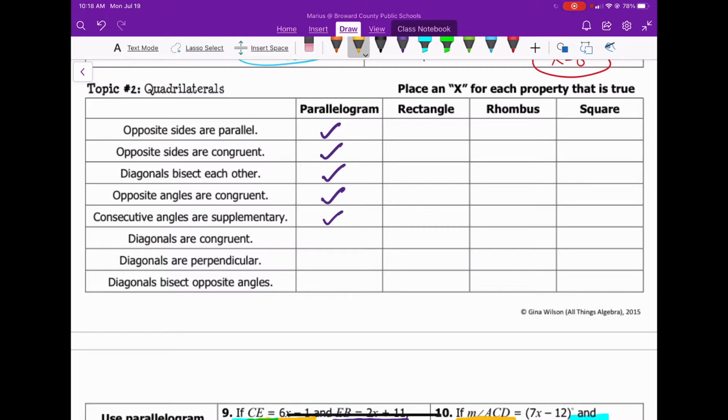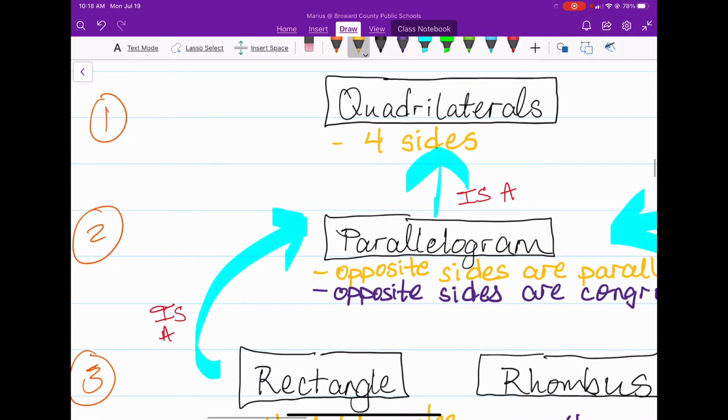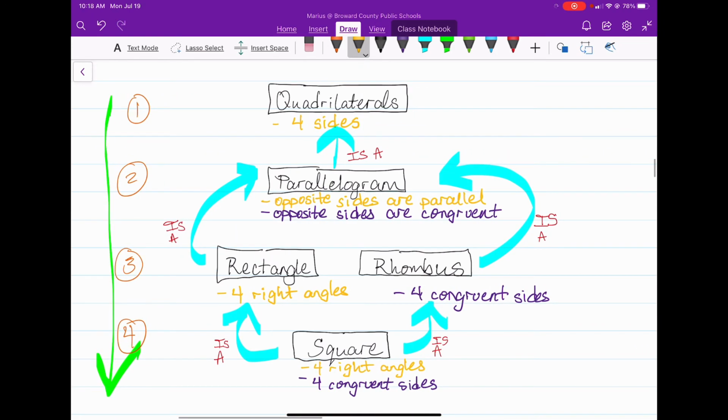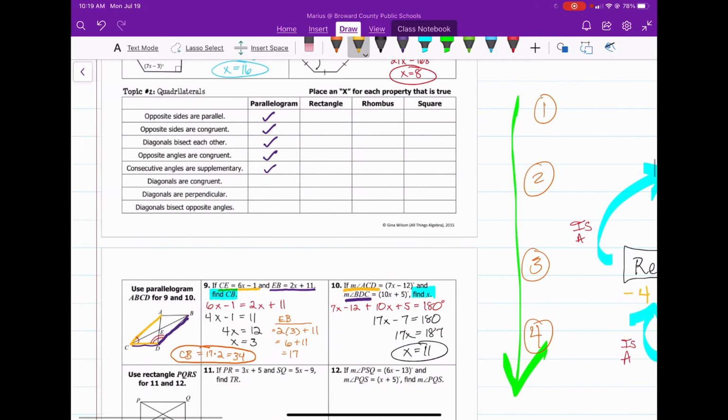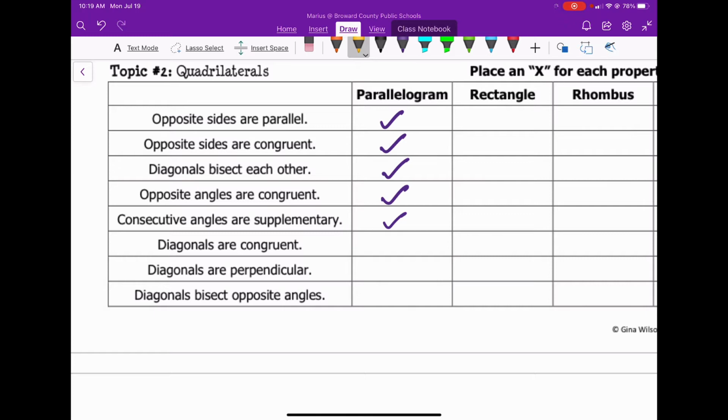If you watched one of my previous videos, we kind of broke down quadrilaterals. The reason I'm pointing this out is because we already know that the properties of a quadrilateral and a parallelogram also apply to a rectangle, with the addition of four right angles. Everything that's true about a parallelogram is also true about a rectangle, so all of these are also true.